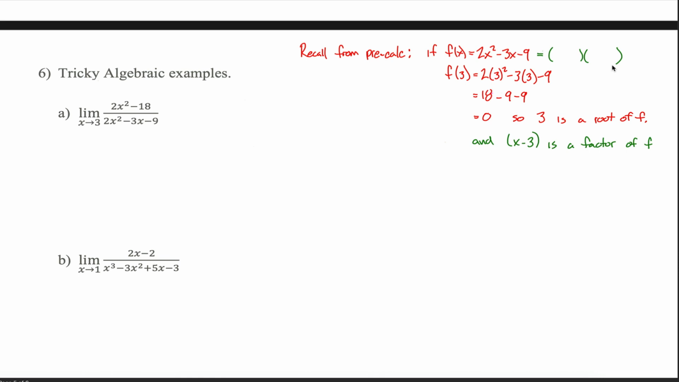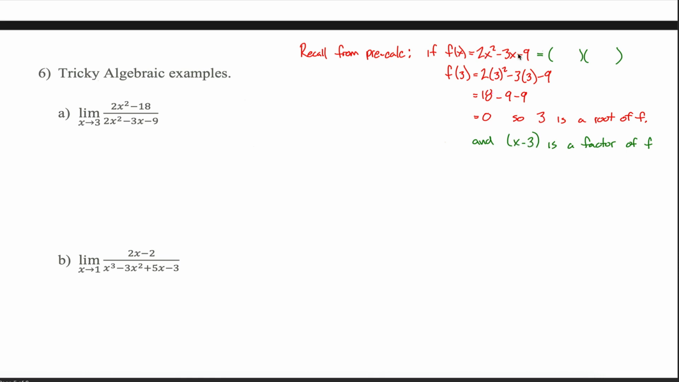Well, the factored form is something times something. And the only way you can get a product of things equaling 0 in math is if one of those things itself is 0. So how is one of these factors going to be equal to 0 when I put 3 into it? The factor must be x minus 3. The only way I can get 0 out of a factor when I put 3 into it is if that factor itself is x minus 3.